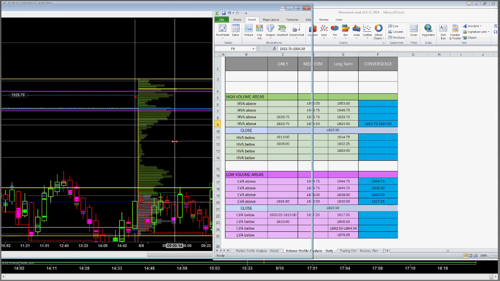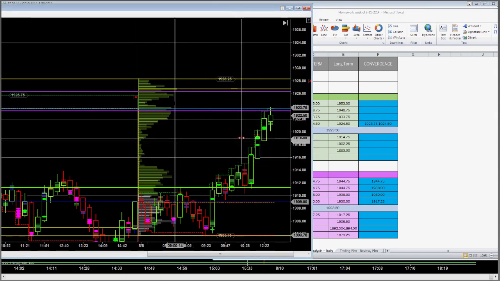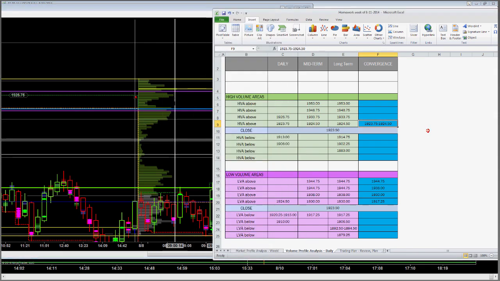If price opens up here and volume starts growing down here, that immediately tells me something is different from what happened on Friday. And that may cause me to start looking lower for prices, depending upon what happens with the IB and so forth. Or at the very least, it's going to make me look at my trade plan.